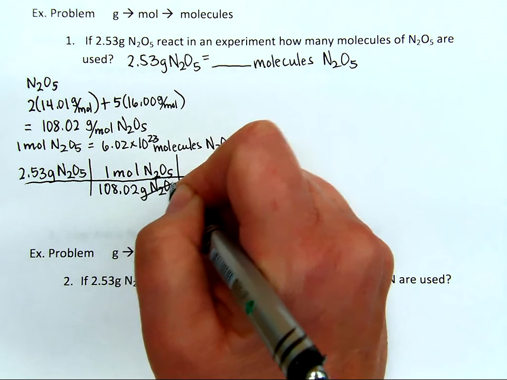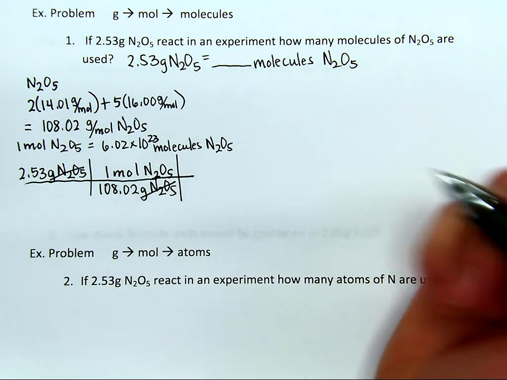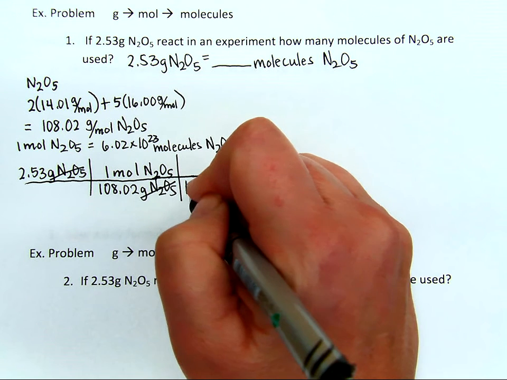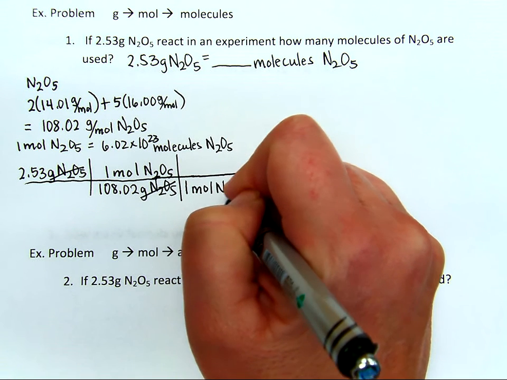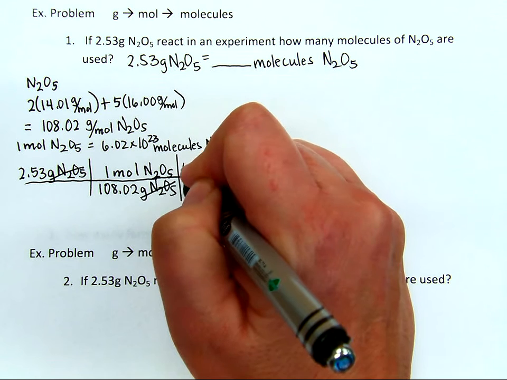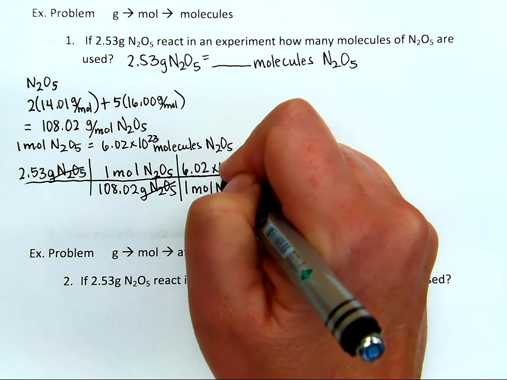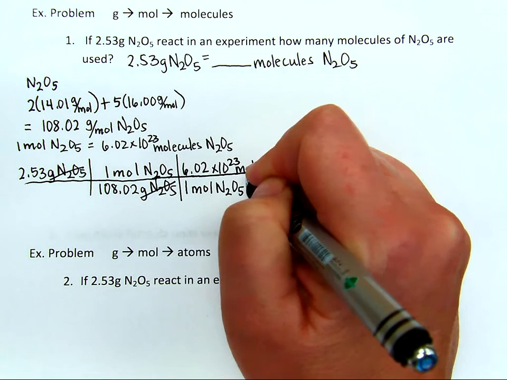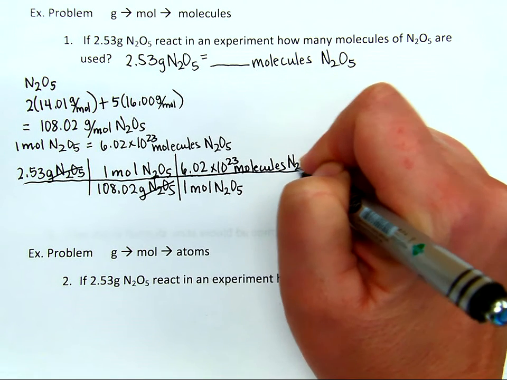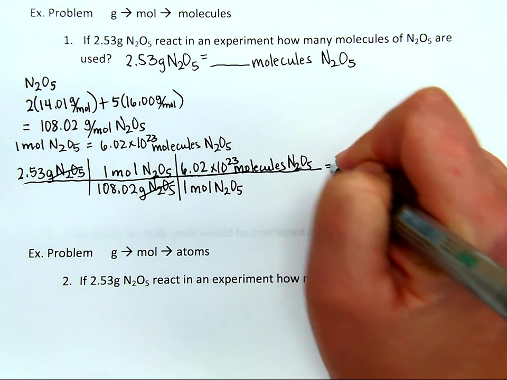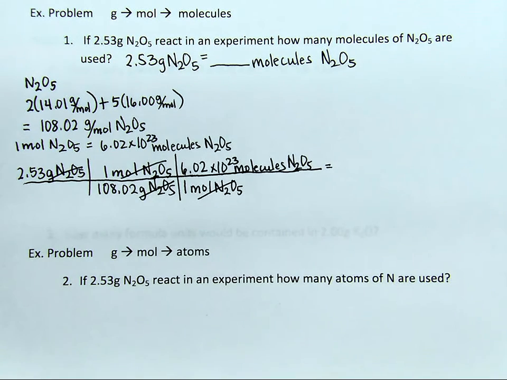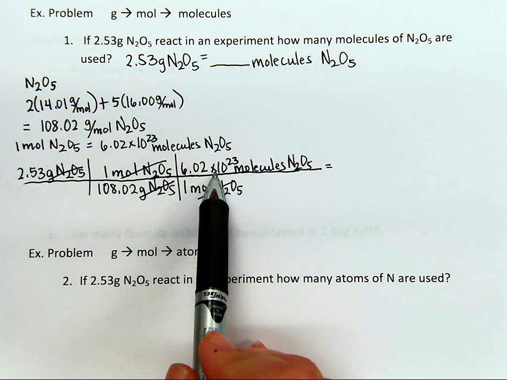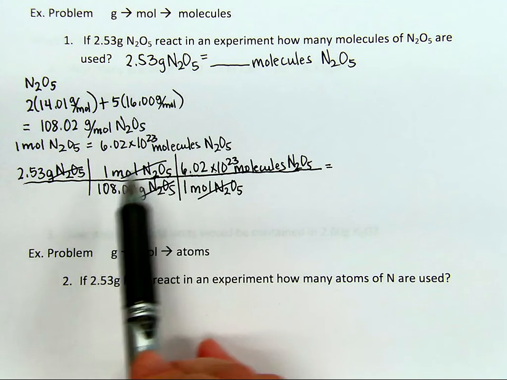As a result of that, grams will cancel. We're now left in moles, so we're going to let moles guide us. So for every 1 mole of N2O5, we're going to use Avogadro's number now. There'd be 6.02 times 10 to the 23rd, in this case molecules, and unfortunately there's no abbreviation, of N2O5. And moles now cancels.